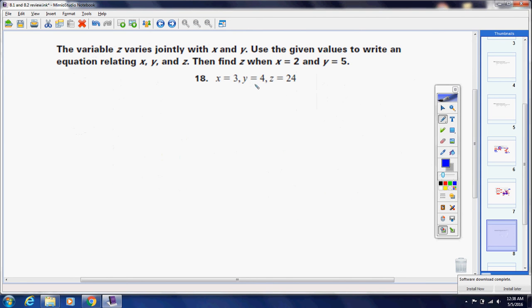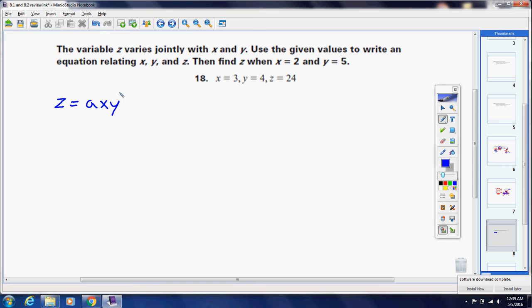Okay, so here we have joint variation. What we have here is a joint variation. We have z equals some constant a times xy. Use the given values to write an equation relating x, y, and z. Then find z when x equals 2 and y equals 5.